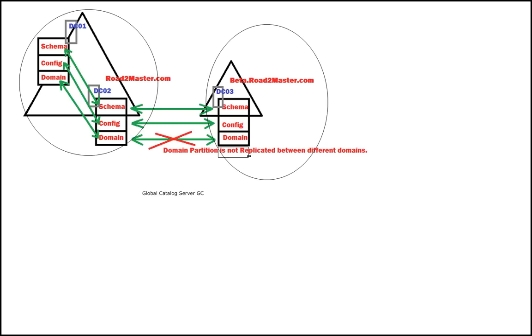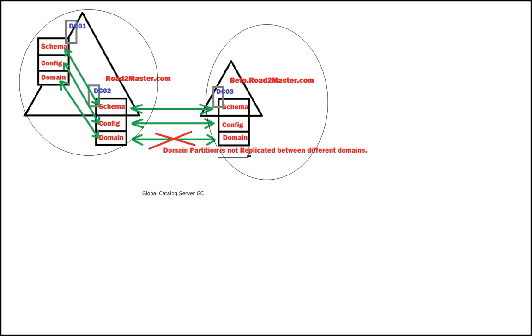And Microsoft says in one site you should have a minimum of 1 GC. Every site needs 1 GC minimum, so that you don't need to use the site link and go around and then look for that, right?